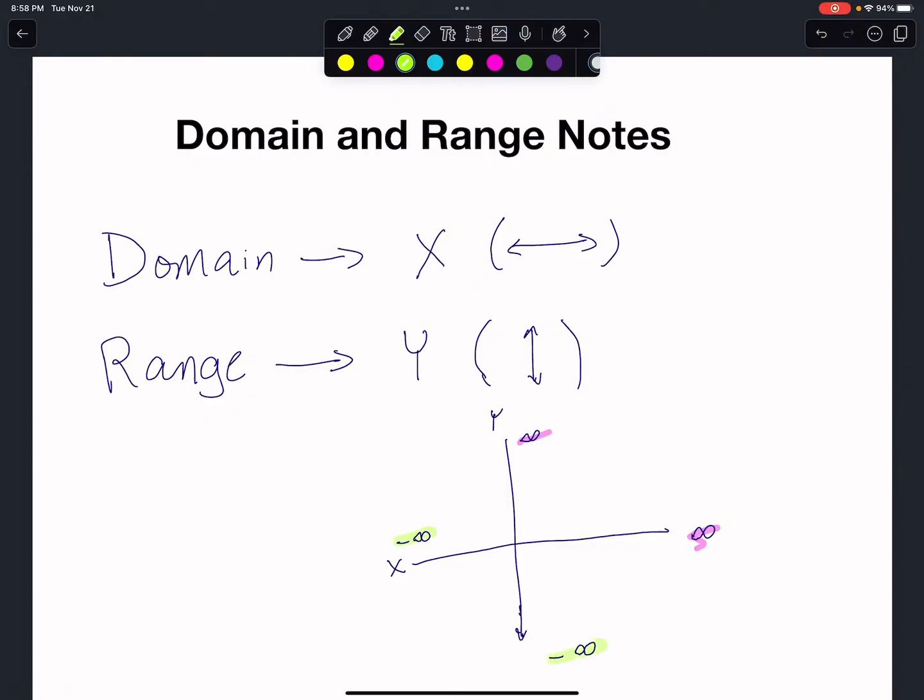All right, so again, domain is anything that has to do with X, and range is anything that has to do with Y. For domain, we're looking furthest left to furthest right, and for range, we're looking at the lowest point to the highest point. There will be times that they won't have a highest point or a lowest point, and we're going to talk about that here really soon.